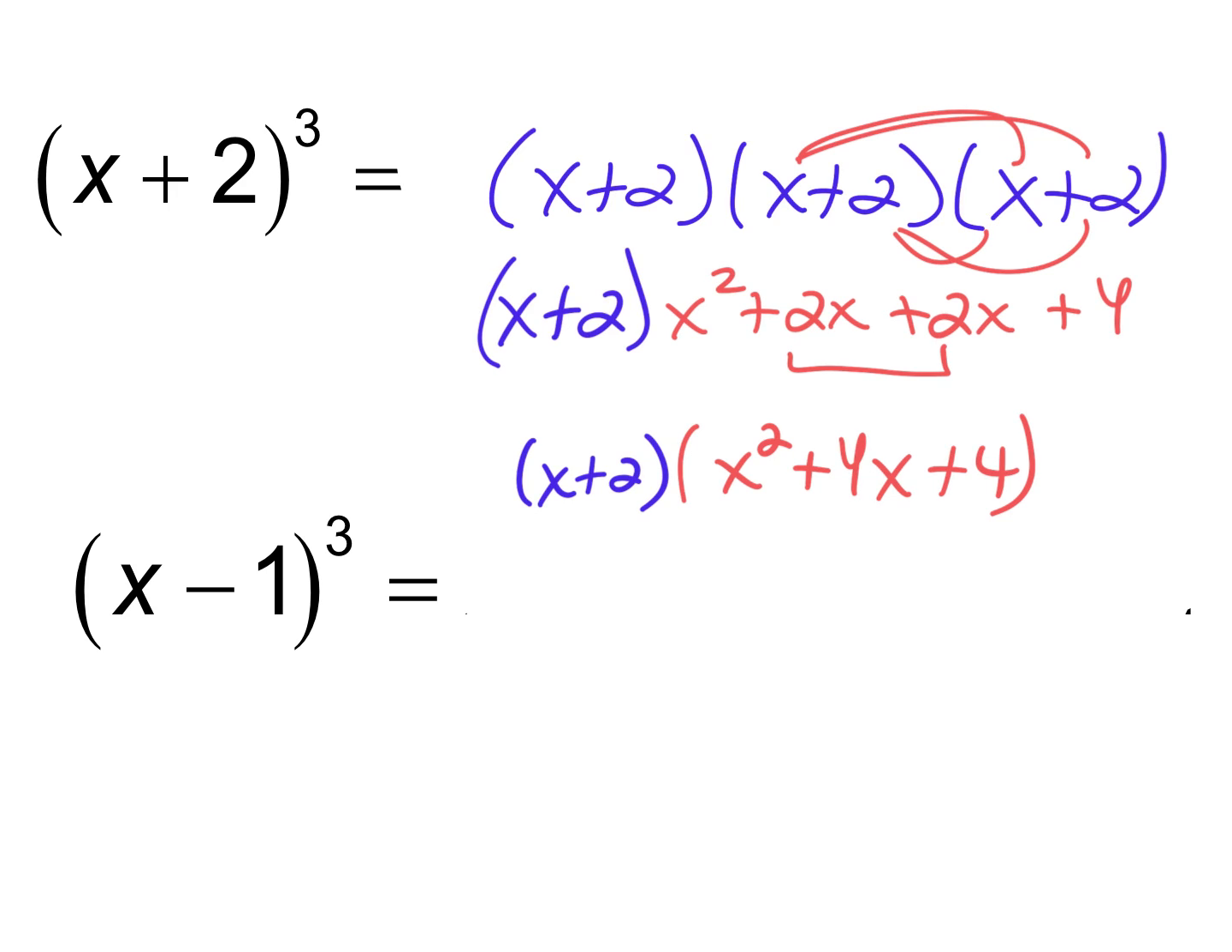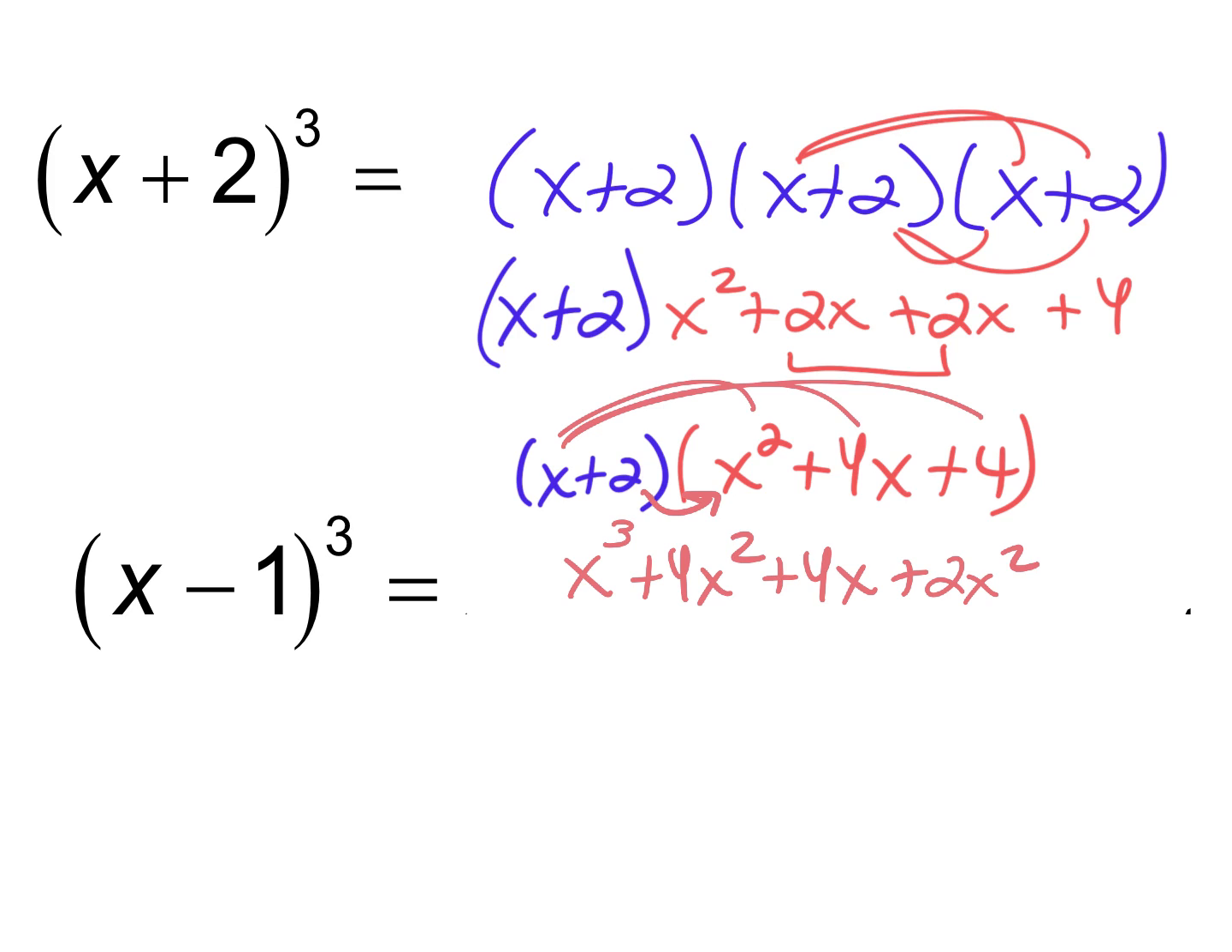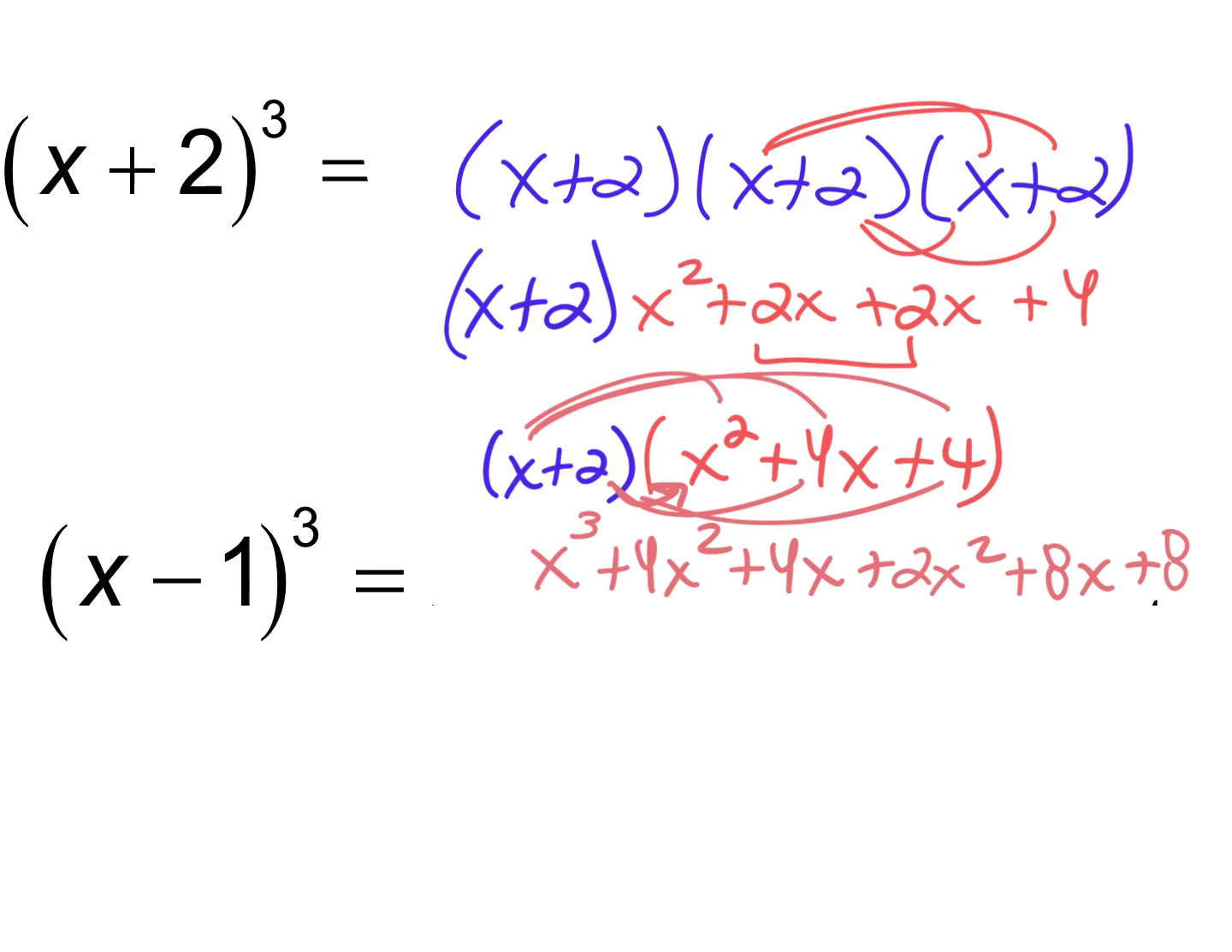So now we're going to FOIL again. X times x squared is x to the third. X times 4x is plus 4x squared. X times 4 is 4x. Second term, we're going to say 2 times x squared is plus 2x squared. 2 times 4x is plus 8x. And 2 times 4 is 8.